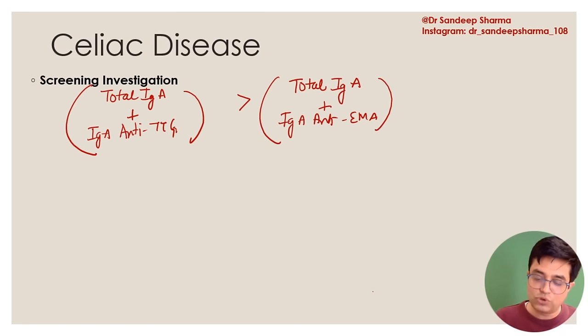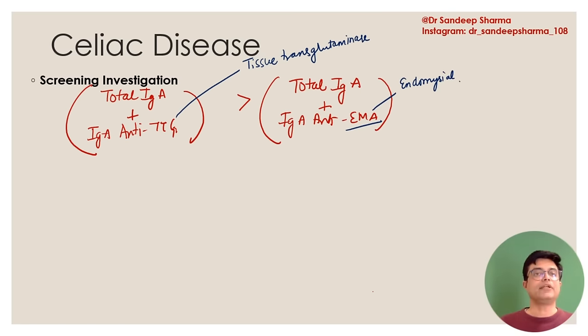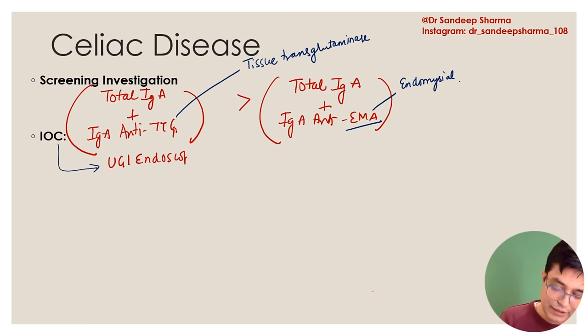TTG stands for tissue transglutaminase, and EMA means anti-endomysial antibody. What is the investigation of choice? Investigation of choice will obviously be upper GI endoscopy followed by biopsy. And where do you take the biopsy from?